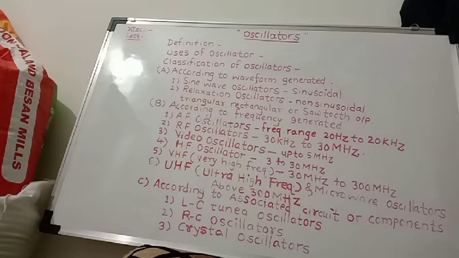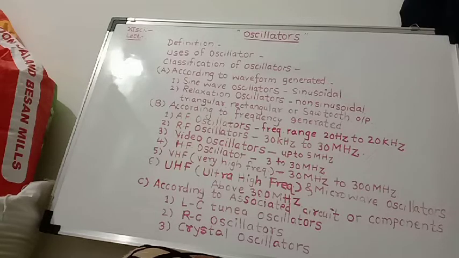An oscillator does not need an input signal. For an amplifier, an input signal is necessary. The input signal is given to the input of the amplifier, then the amplifier amplifies that electrical signal. But for an oscillator, no input signal is necessary. It generates an AC signal with various frequencies. So this is the definition of oscillator.